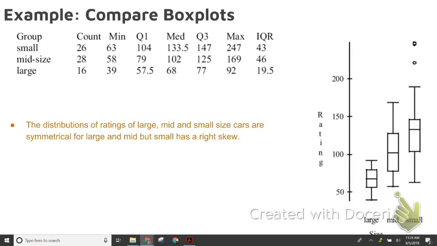And remember how we mentioned that if one of the whiskers is longer than the other, that's where you see a skew. So when we look at these whiskers, the large and small whiskers look like they're about the same on both sides of their box plots, but the mid-size has a larger whisker above, and if you looked at this sideways, that would be to the right, so it's skewed right.